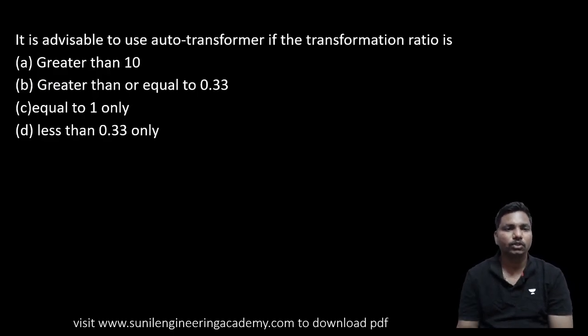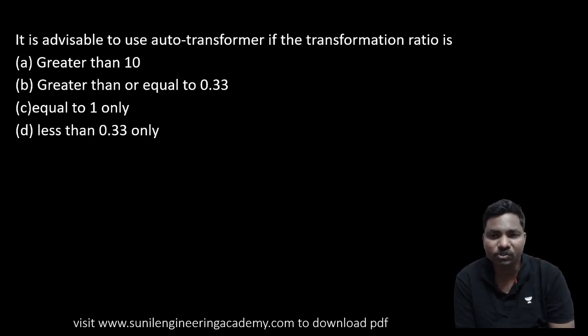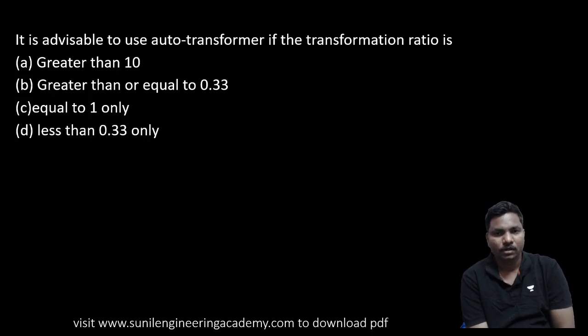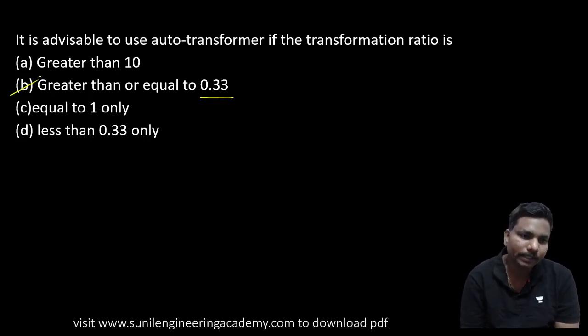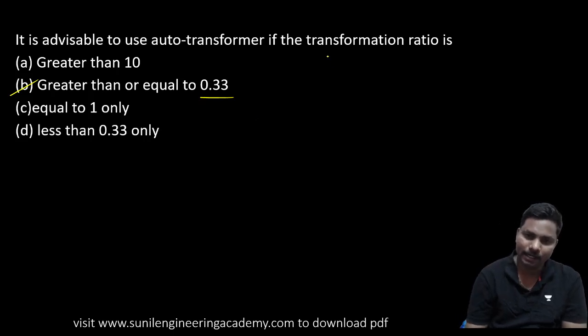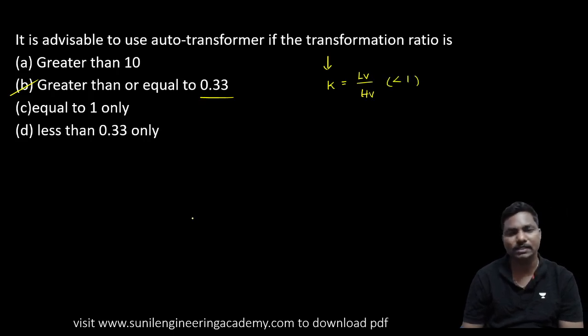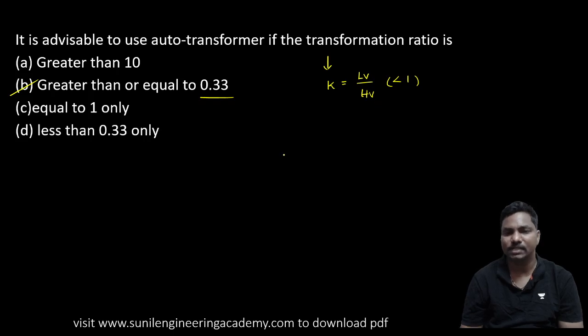Coming to the next question, it is advisable to use the auto transformer if transformation ratio is dash. Whenever the transformation ratio is greater than or equal to 0.33, then only the auto transformer is feasible. What does it mean? Transformation ratio for auto transformer, K is equal to low voltage by high voltage. It is always less than 1, because low voltage in the numerator means less, high denominator more.